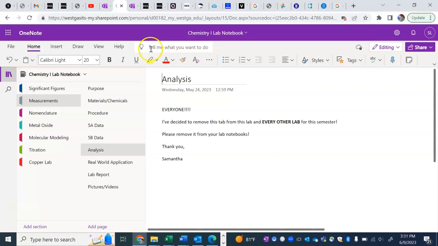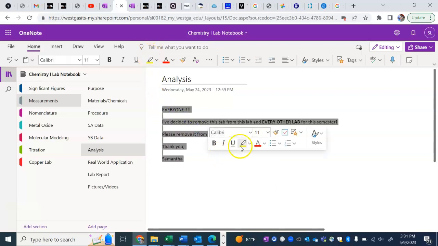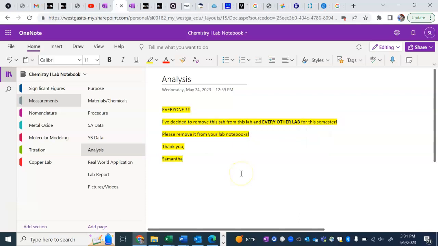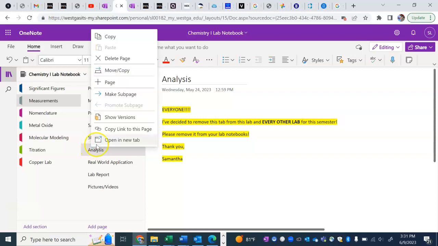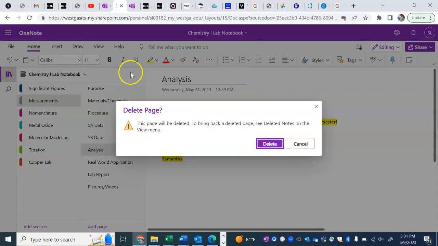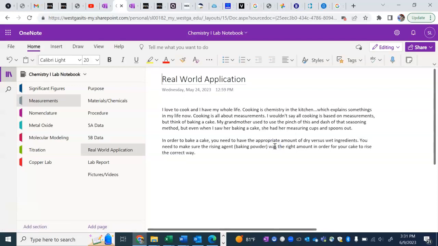I have decided that we are going to remove the analysis section from our laboratory notebooks. I think it is a little bit more confusing than it needs to be for summer, and we're putting way too much energy into it. So just go ahead and take the analysis section right out. I can right click on that, delete that page, and done.